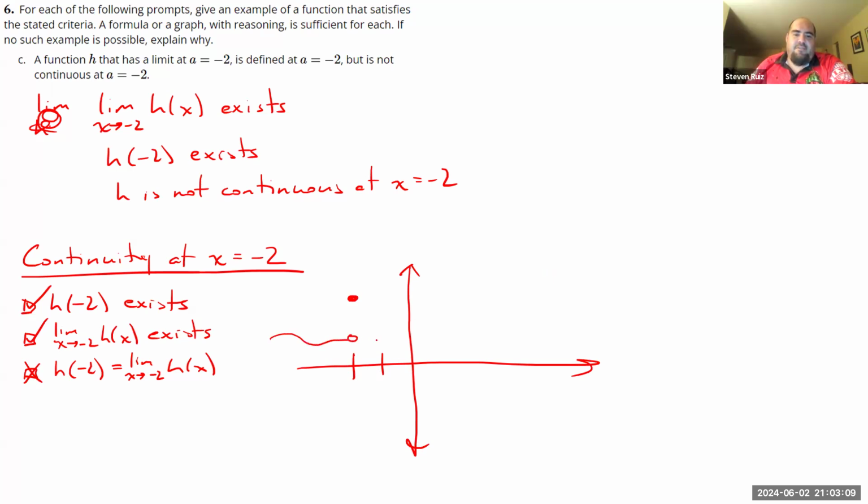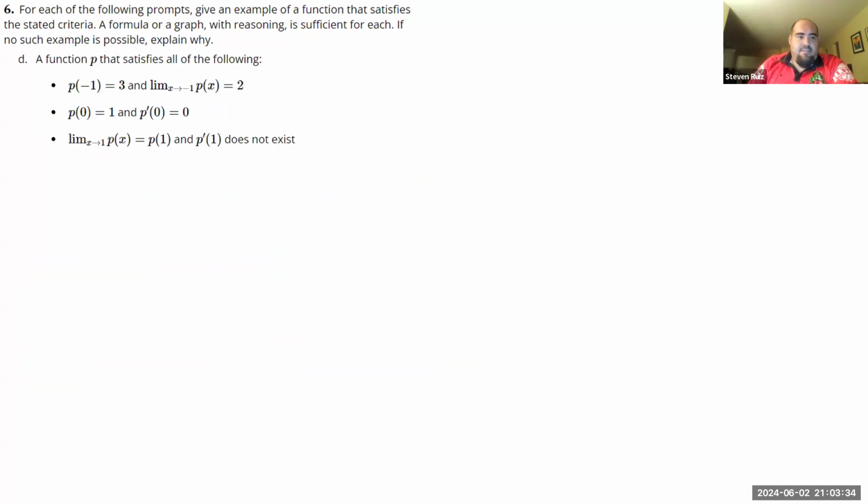So now the limit looks like it exists at x equals -2. The function looks like it's defined at x equals -2. But do we have continuity? No, because that limit and that function definition do not agree. So I think we've met the conditions there.